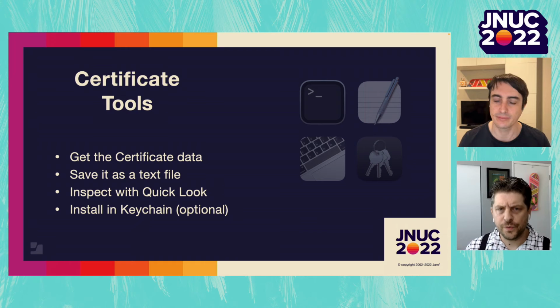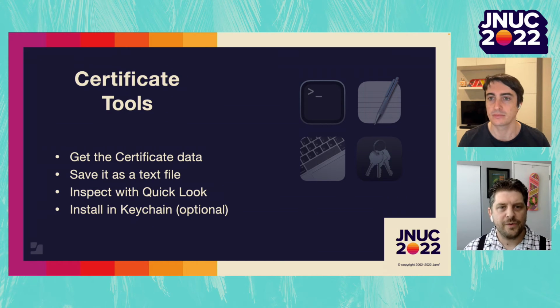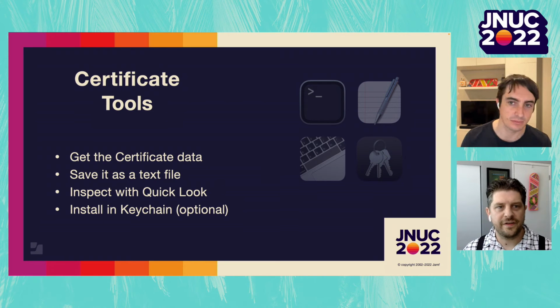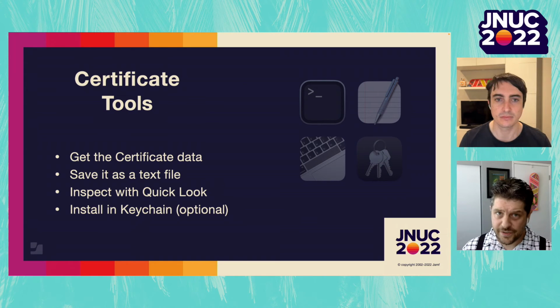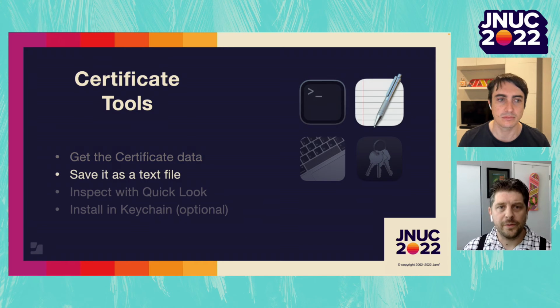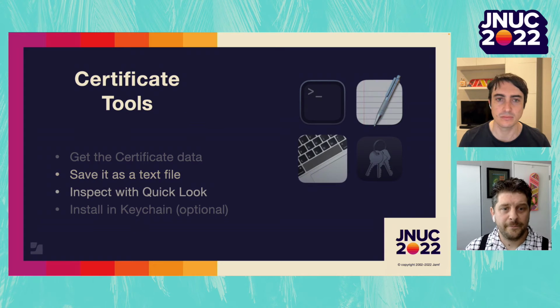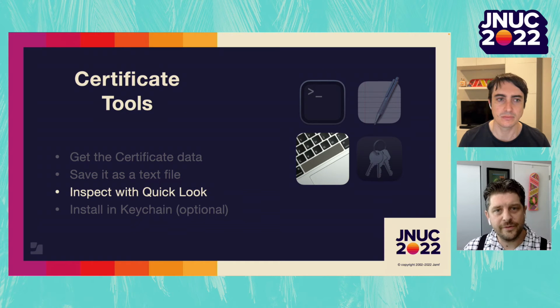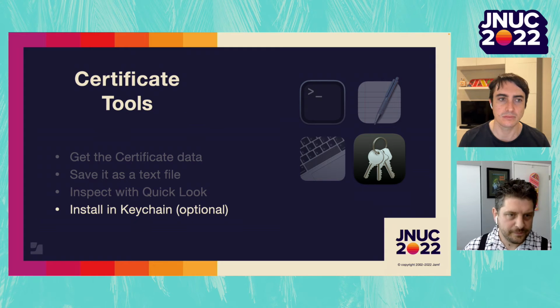Okay, so the certificate tools we can use. Let's talk about the general problem that needs solving. Usually that would be acquiring the certificate that is being presented by the server. This may be an AD cert or the SSL cert for a website. First step, we're going to go into Terminal and we're going to use a command line tool. We're going to move over into TextEdit, and we're going to write a text file. After we save the text file, we can look at it with Quick Look in Finder, and then optionally, if you wanted to, you could install that certificate into Keychain.